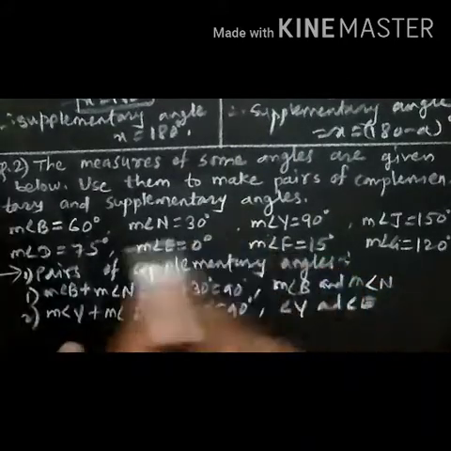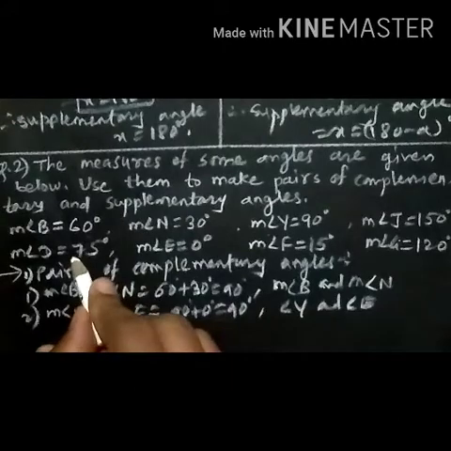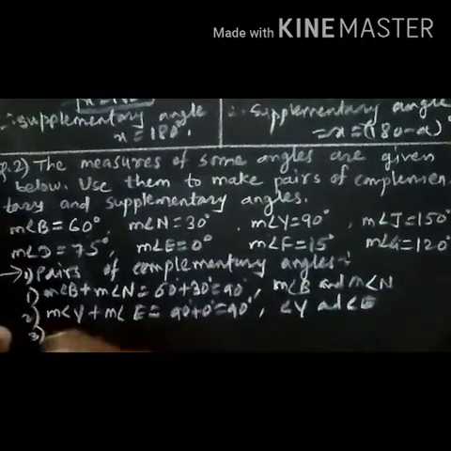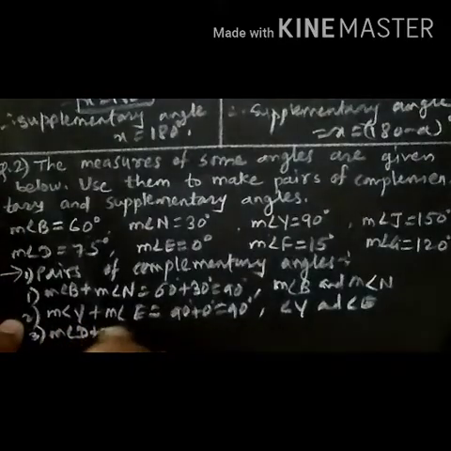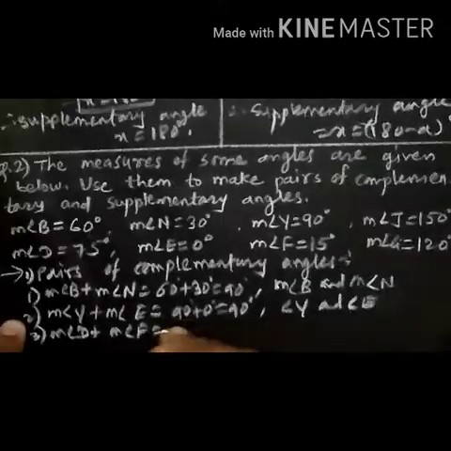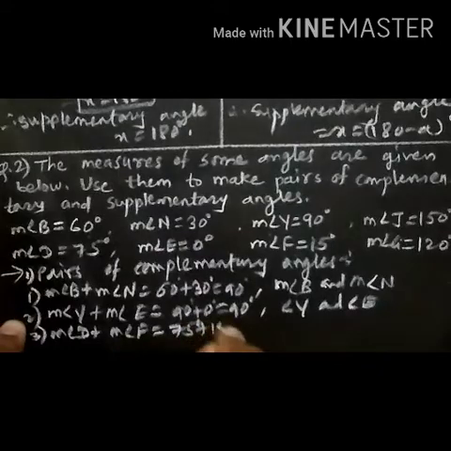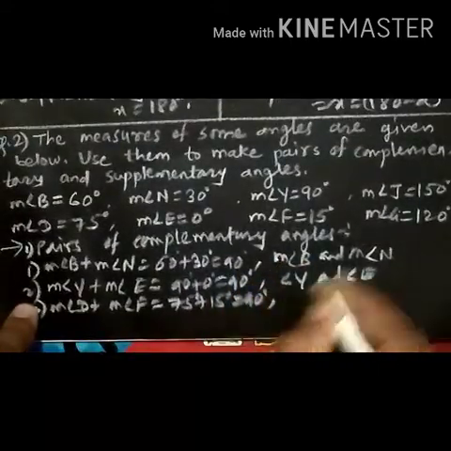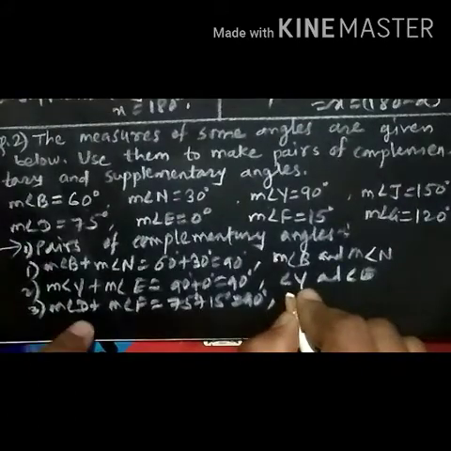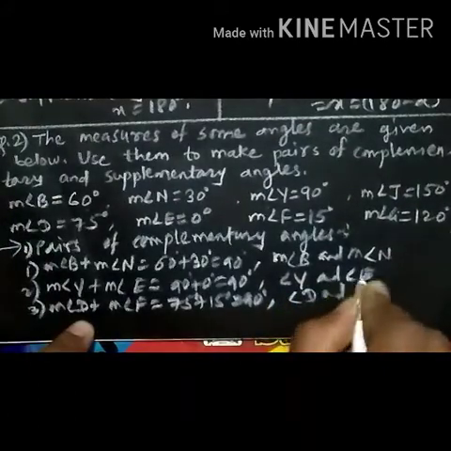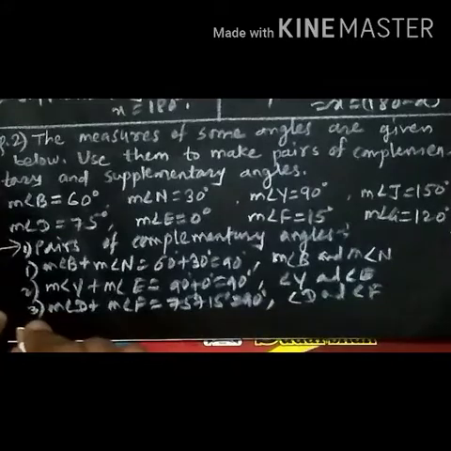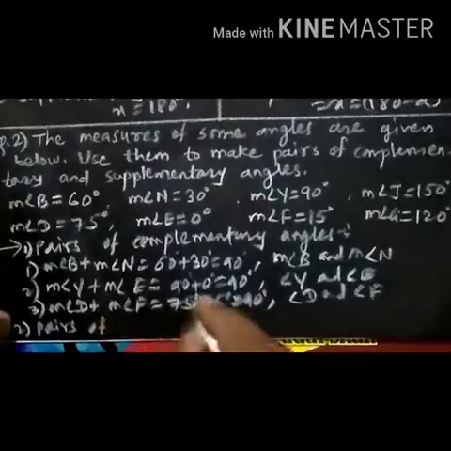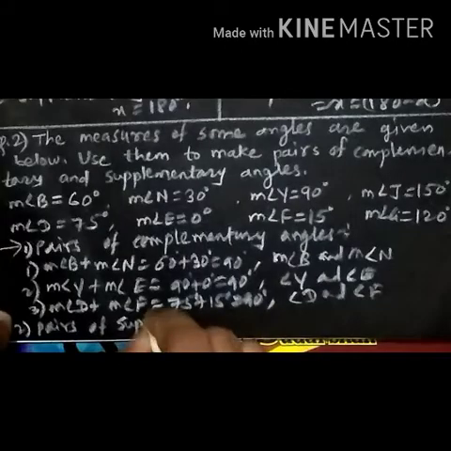Next, measure of angle D and measure of angle F, their addition is 90 degree. So third pair, measure of angle D plus measure of angle F, that is 75 plus 15 degree, that is 90 degree. So third pair of complementary angles, angle D and angle F. Similarly, we can find pairs of supplementary angles.